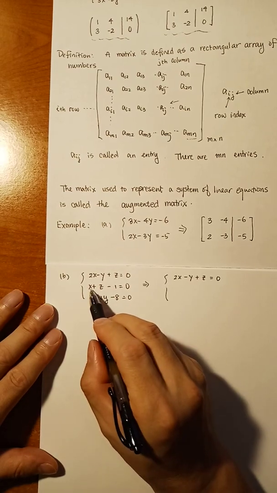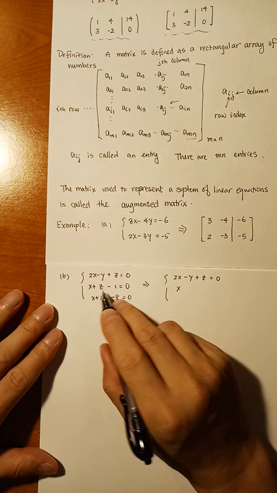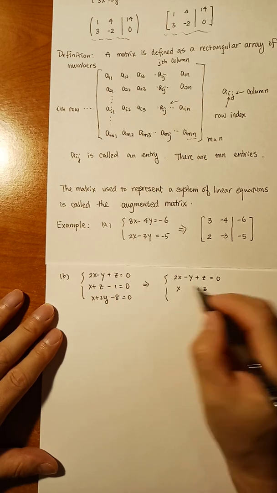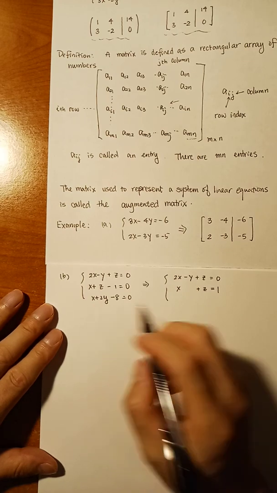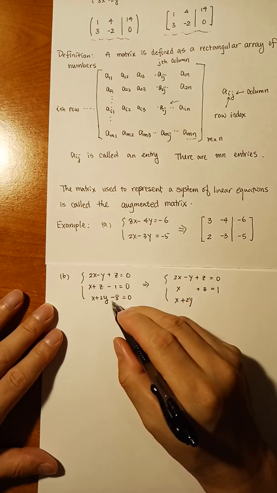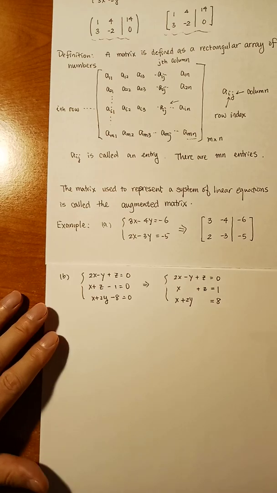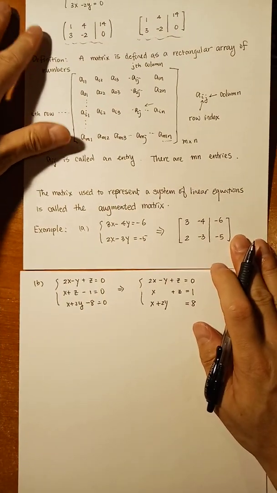And the second one, see here, x is okay. There's no y, you skip it. Plus z, so you just put plus z. And this 1 should be moved to the right side, plus 1. And the third equation is x plus 2y, no z, so you don't write it. Minus 8, you move 8 to the right side.